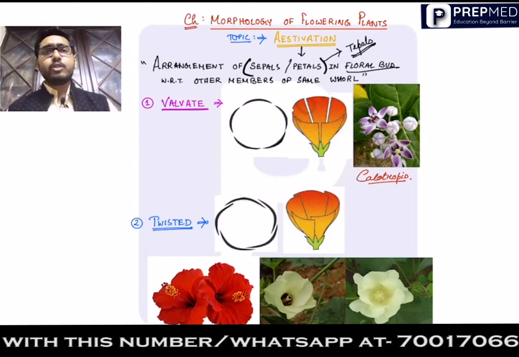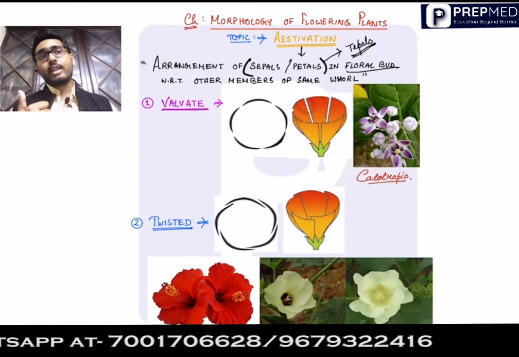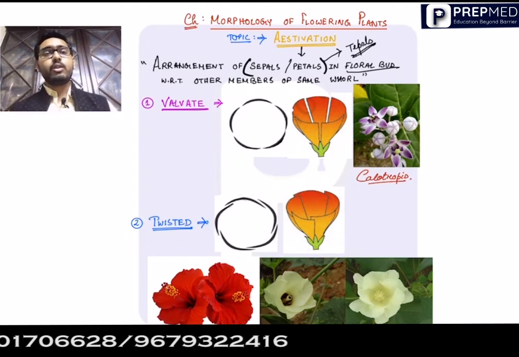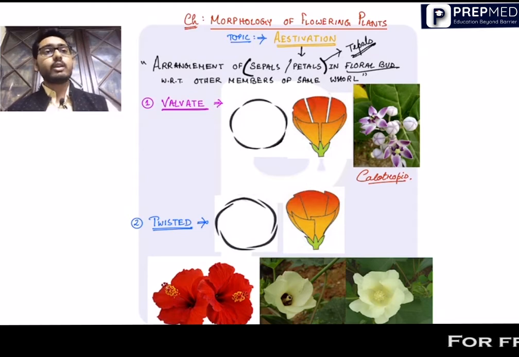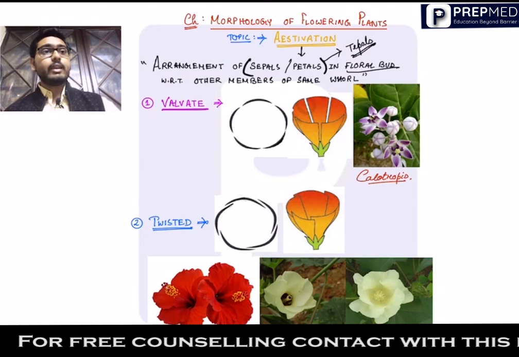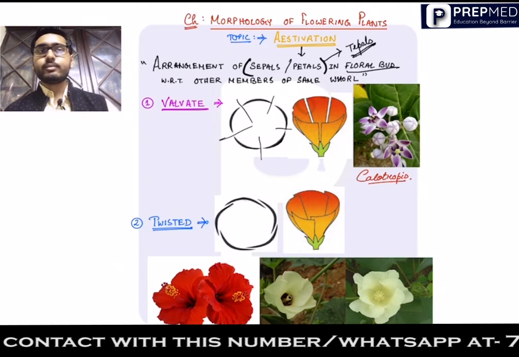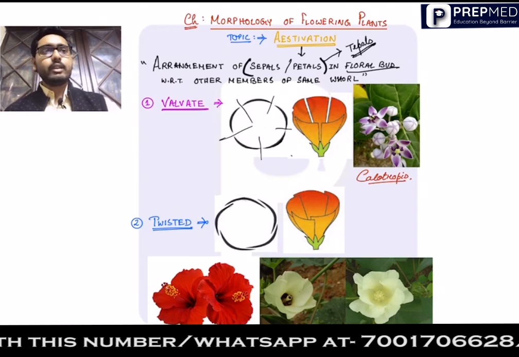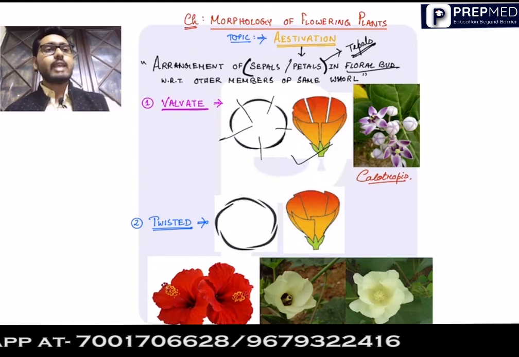What we have to remember are three main points. First, how they look in a cross section. Second, the whole flower, and also the example. In valvate, we will be referring to the single part as a unit. The units touch each other but do not overlap. So this is how they look. They do not overlap. And here is how it looks in a complete outer surface. The example is Calotropis.